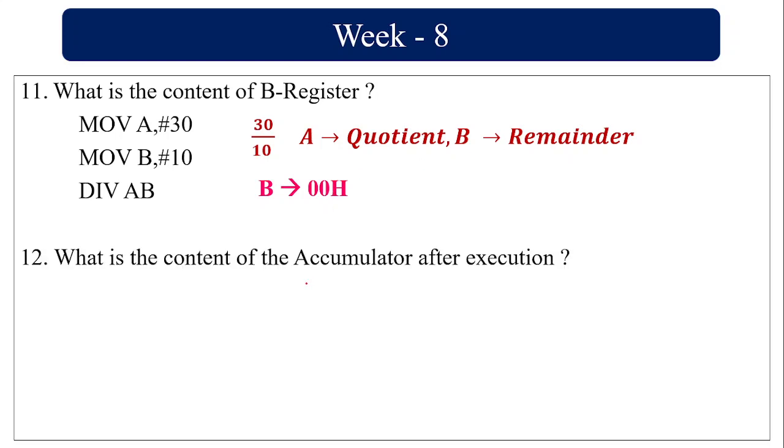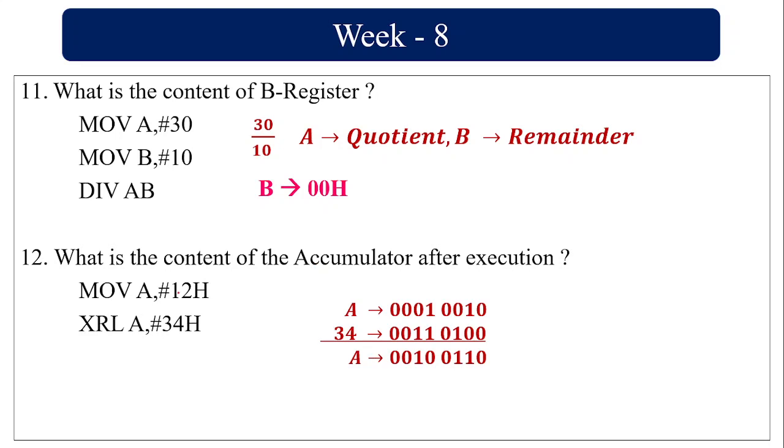What is the content of the accumulator after the execution of this one? So MOV A, 12, XRL, logic XOR. So A is 12, so 0001 0010, and 34 is 0011 0100. So in exclusive OR, if both your values are same, the output is 0. If both the values are not same, the output is 1.